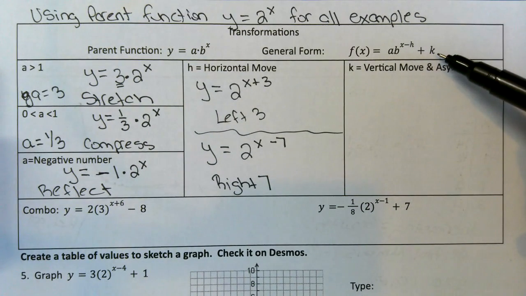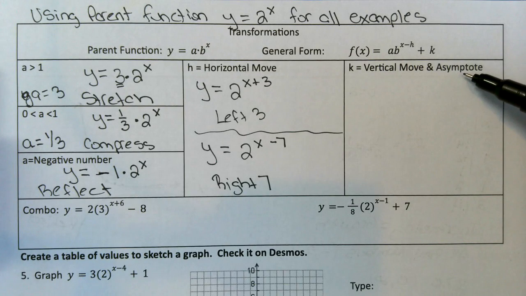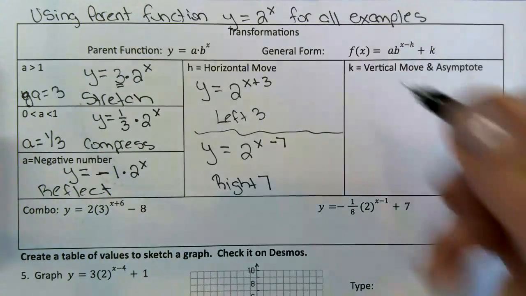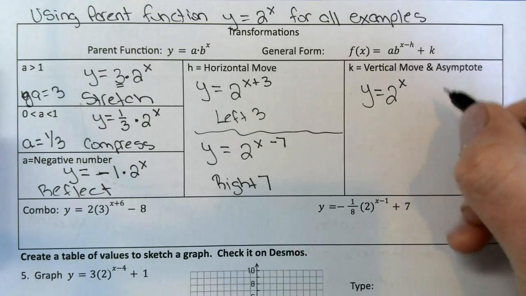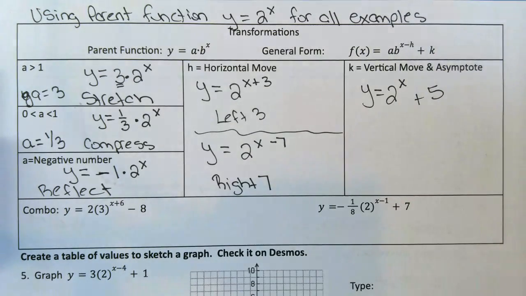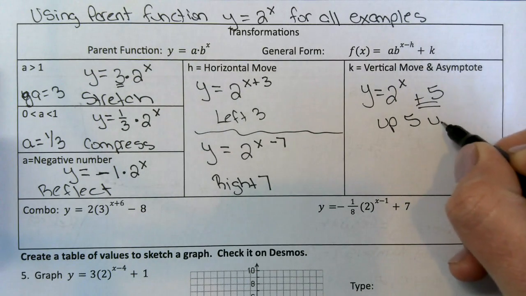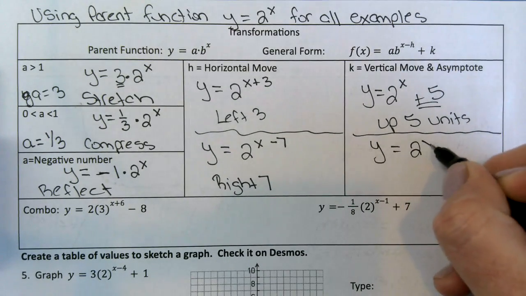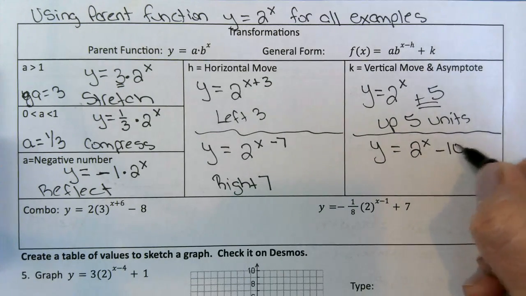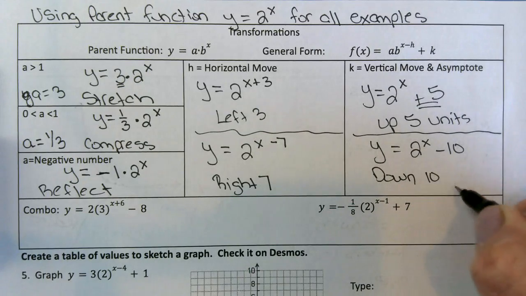And then k is the number off to the side. The number off to the side moved your function up and down. So vertical means up and down. And that is also going to be where your asymptote lies. So if I have y equals 2 to the x, I haven't used a 5 yet, plus 5. That plus 5 right there means it's going to go up 5 units. And then if I have y equals 2 to the x minus 10, that means it is going to go down 10 units.